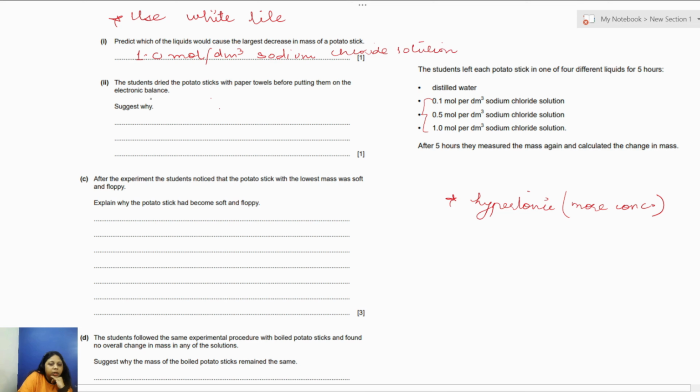The student dried the potato sticks with paper towel before putting them on the electric balance. Why? It's correct, to remove the excess water. To remove excess water so that it won't disturb the readings of your experiment. Okay, explain why the potato stick had become soft and floppy.